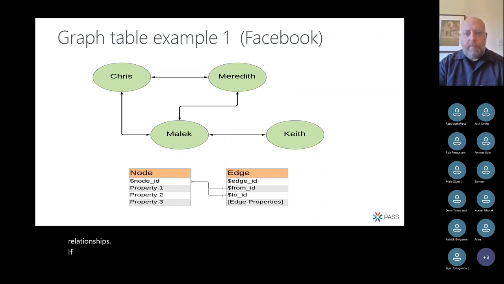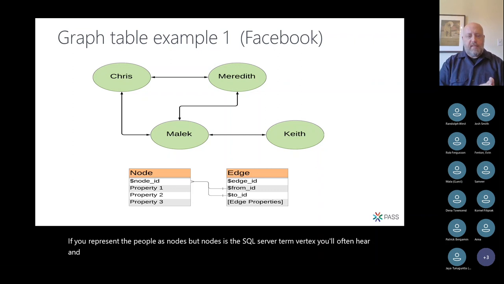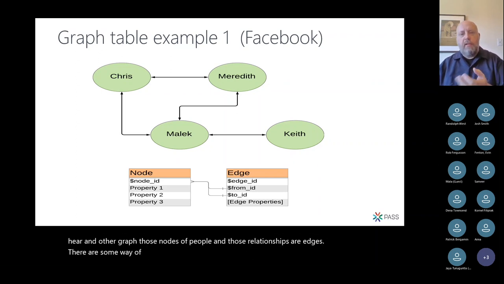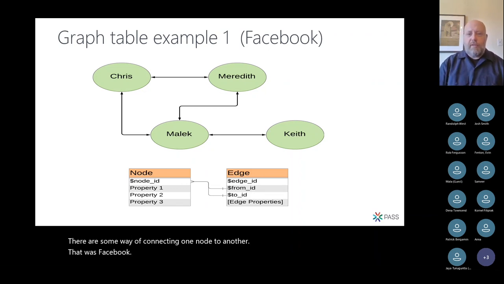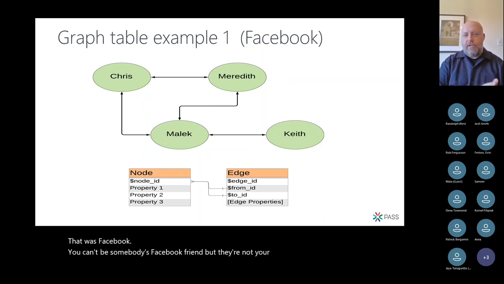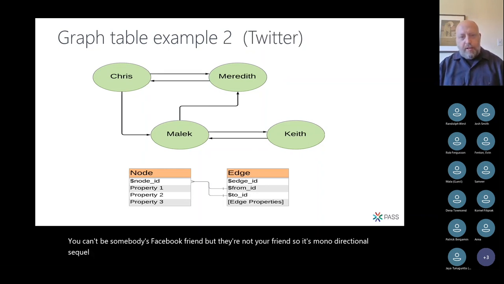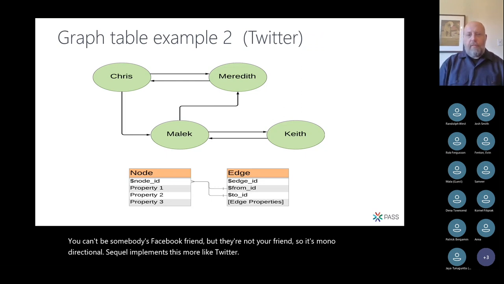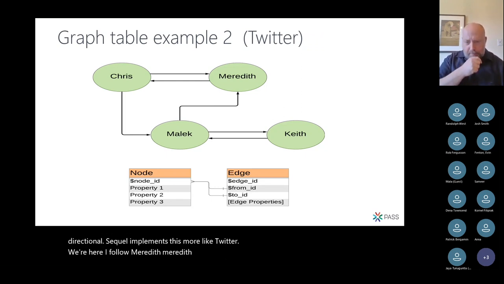If you represent the people as nodes, which is the SQL Server term, or vertex, as you'll often hear in other graph databases, those nodes are people, and those relationships are edges. There's some way of connecting one node to another. Now, with Facebook, you can't be somebody's Facebook friend but they're not your friend. So it's bidirectional. SQL implements this more like Twitter. I follow Meredith, Meredith follows me. I follow Malik, but Malik doesn't follow me back. So this is how things work in SQL.